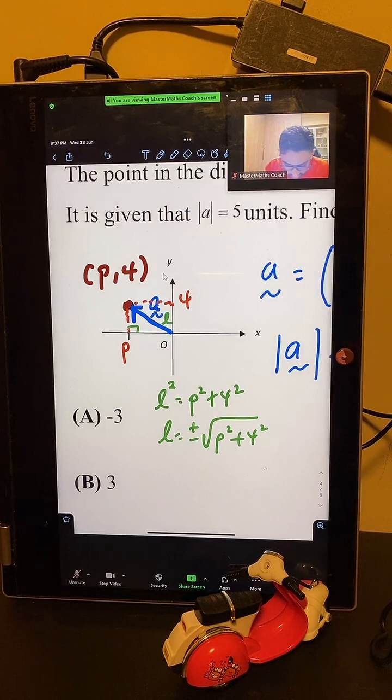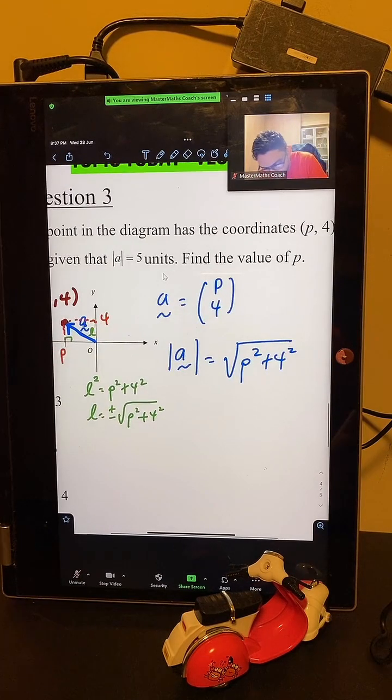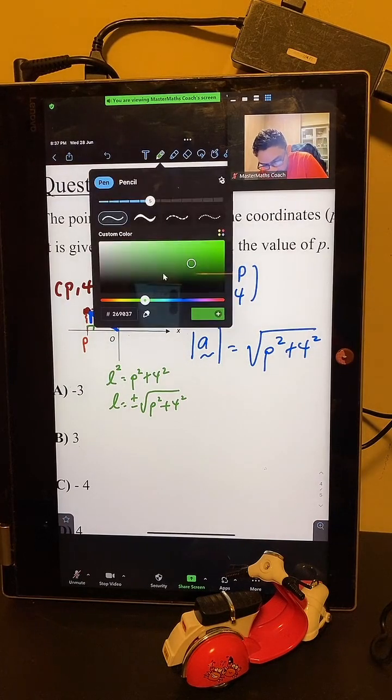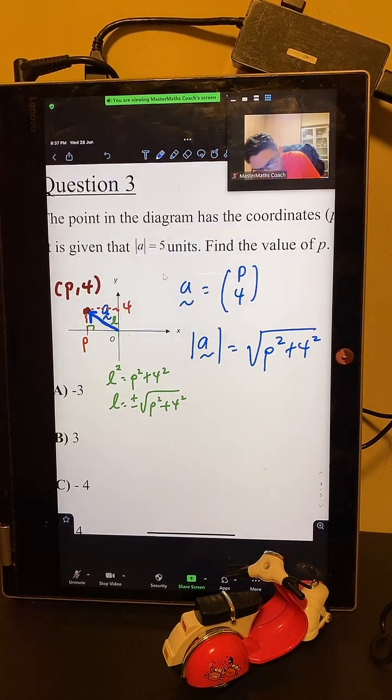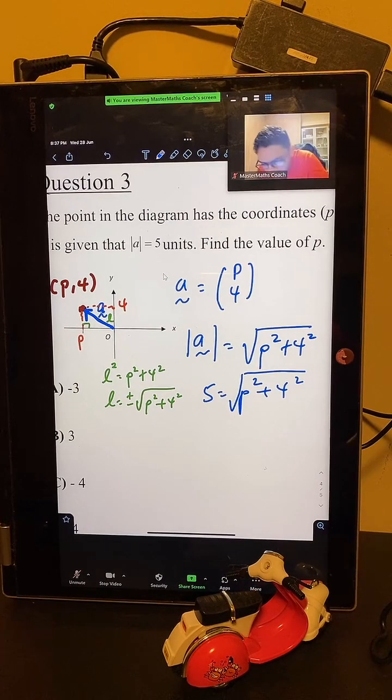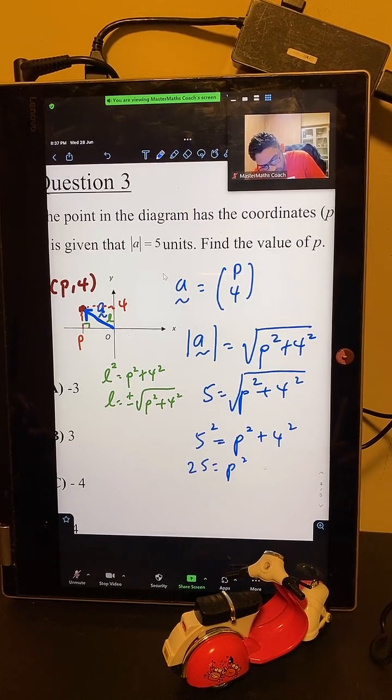Okay, friends, now let's go on to this. So we have the magnitude of this A here, which is 5. All right, so let's write that down. So 5 is equals to the square root of P square plus 4 square. Okay, and in order to remove that square root, we will square both sides. We will go to the 5 and we will square that as well. So we will have 5 square is equals to P square plus 4 square. 25 is equals to P square plus 16.